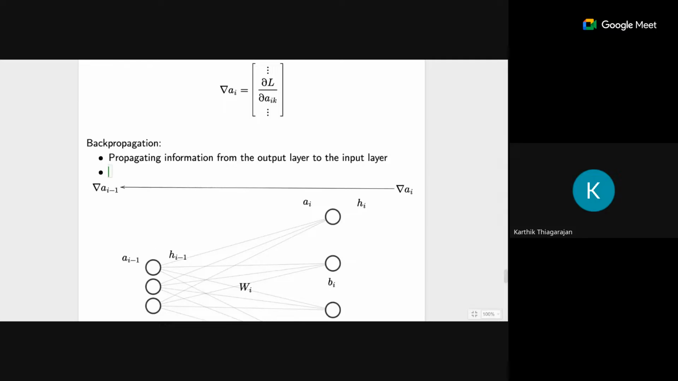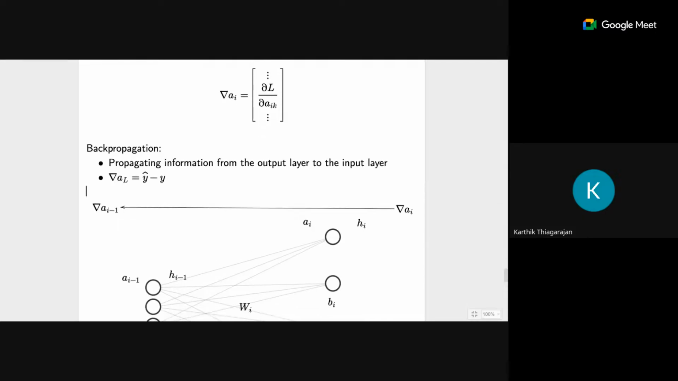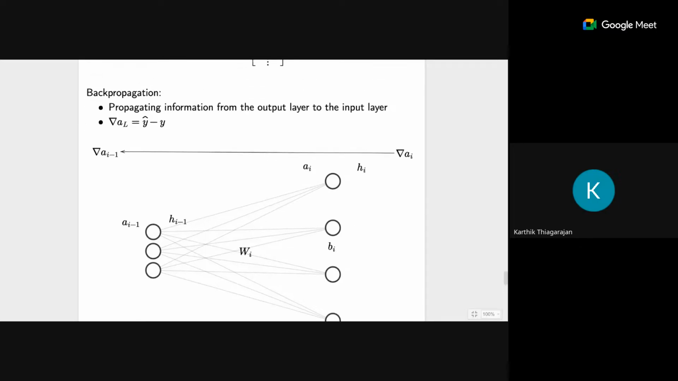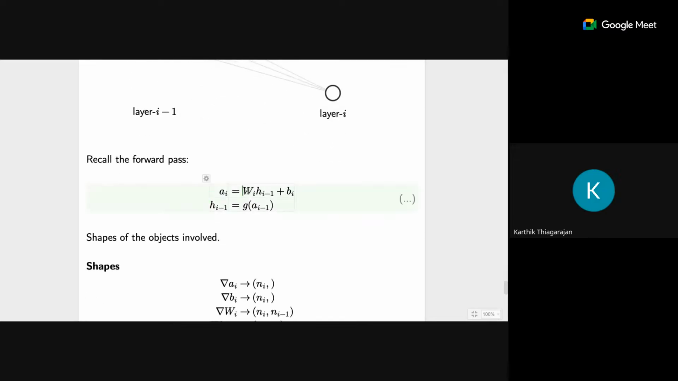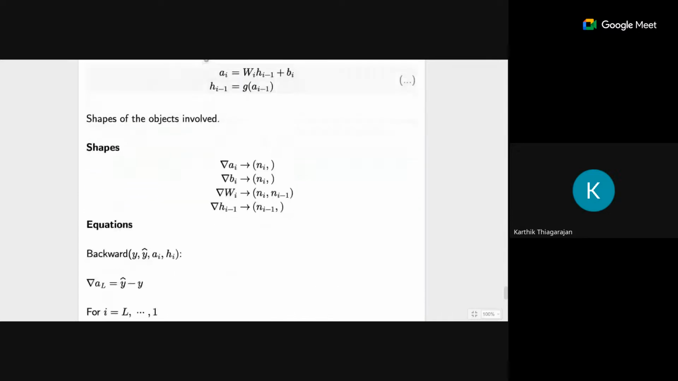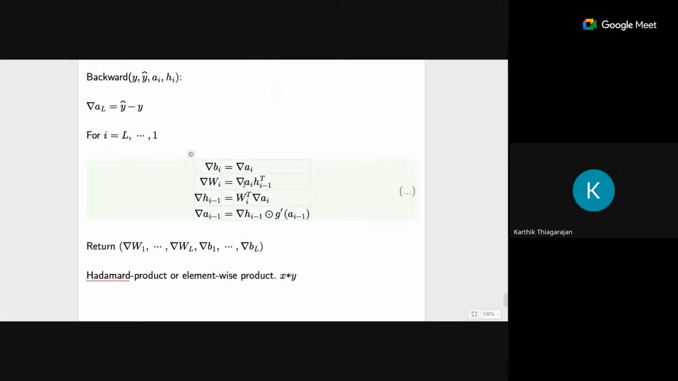Remember this whole error term? This is what you had. It is, in some sense, the error involved at the output layer, and you start with that and keep propagating it backward all the way to the input, using the chain rule. So grad W is going to be grad A into H. But then the shapes matter. So I'll repeat this: grad W is going to be what? Grad A into H.